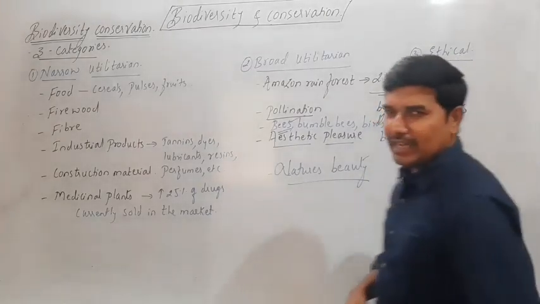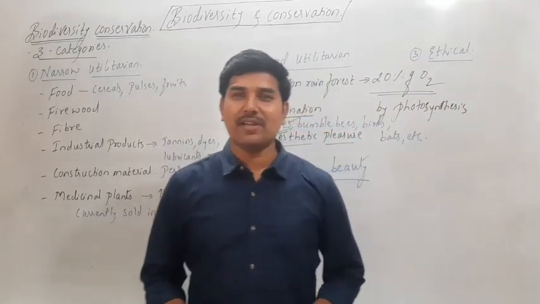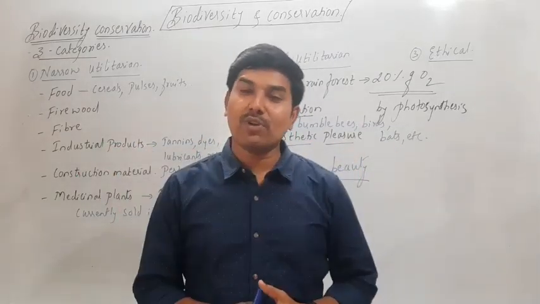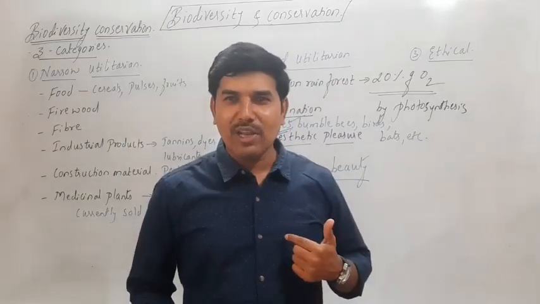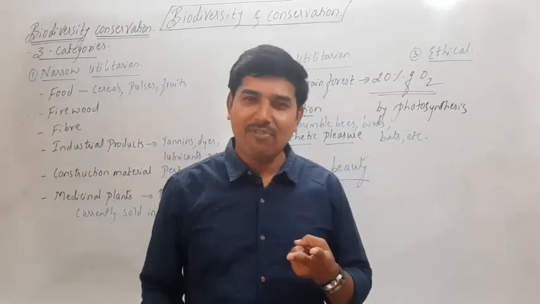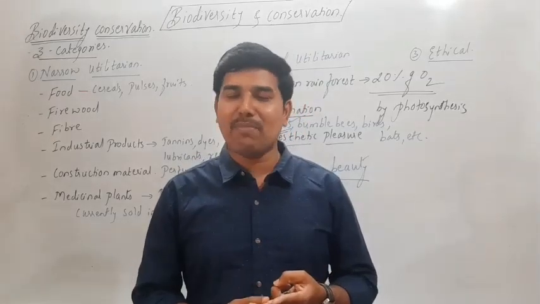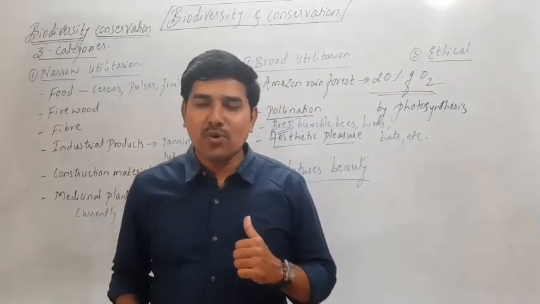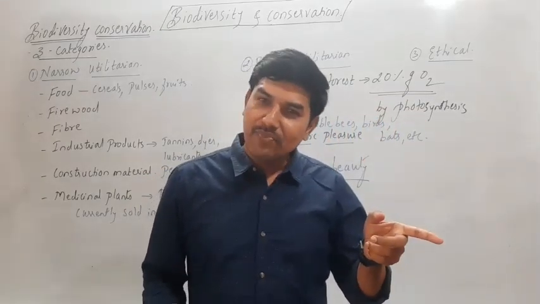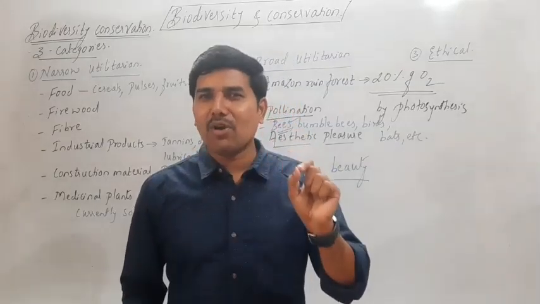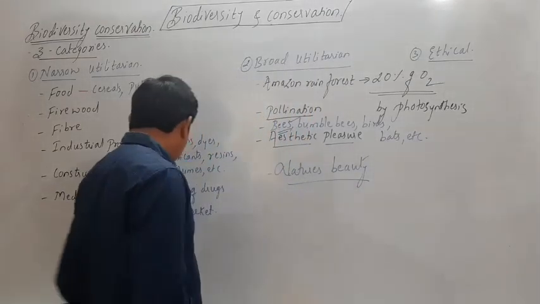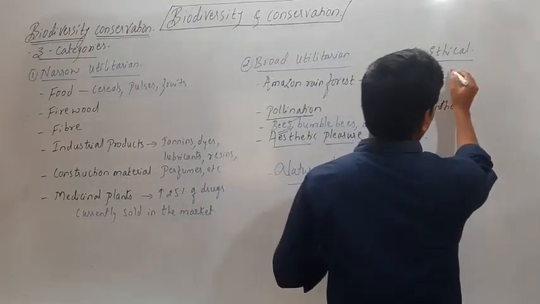Then the third part is ethical. What is this ethical reason? There are certain ethical people who think about biodiversity. What they say is, if we have the right to live in this world, why can't the other organisms? Why can't the plants? Why can't the wildlife? Why can't even microorganisms like bacteria? That means we don't have any power to kill these species which are present naturally in nature. Each and every organism present in nature has its own intrinsic value for survival.